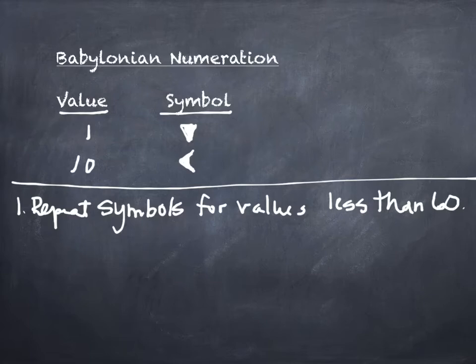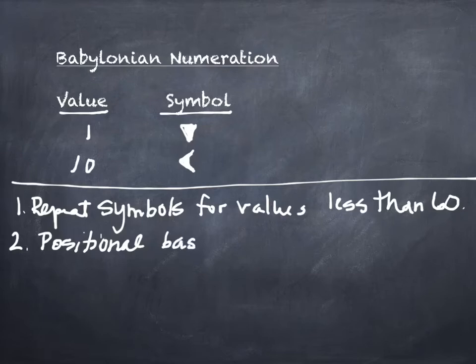If you were writing 59, you would in fact write 5 of these less than signs, and then you would write 9 triangles. So it can be cumbersome, really long. But once you get past 60, we've got a positional base system. So this is base 60. It's a positional base 60 system.